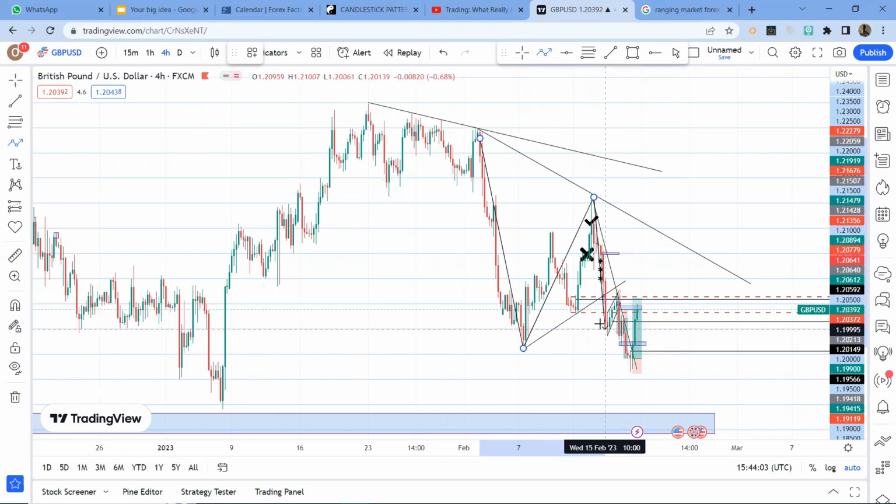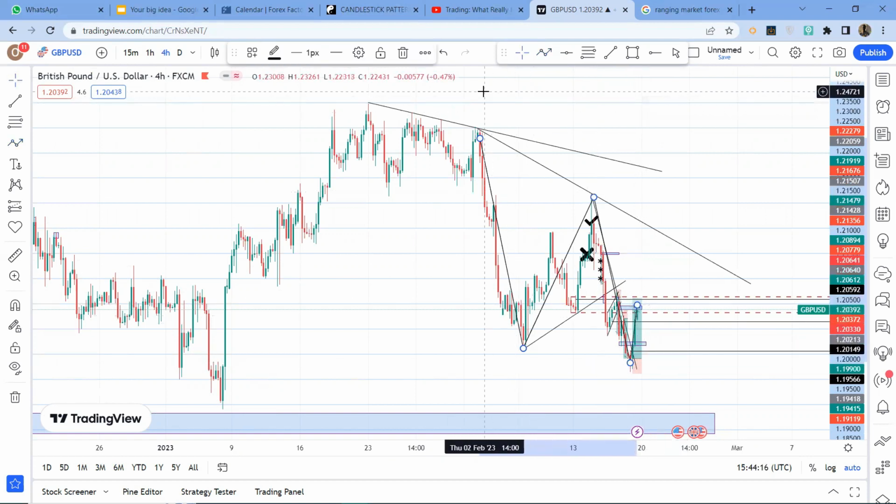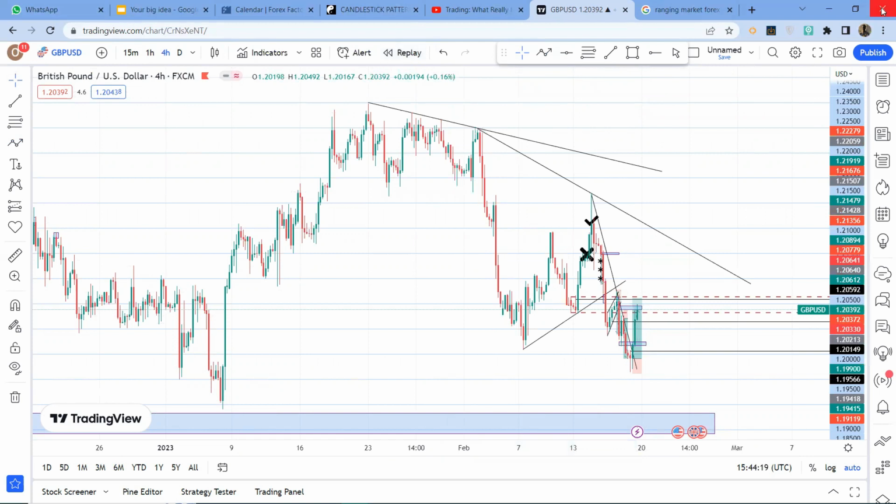Then it drops down, forms an M pattern in the mix, drops down to this level, then again passes, but once it comes back and closes. So let me just break it down for you.